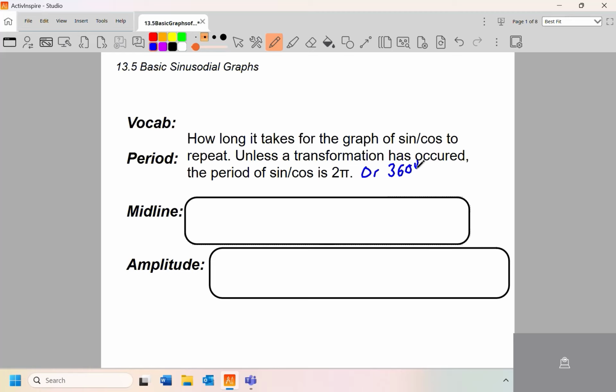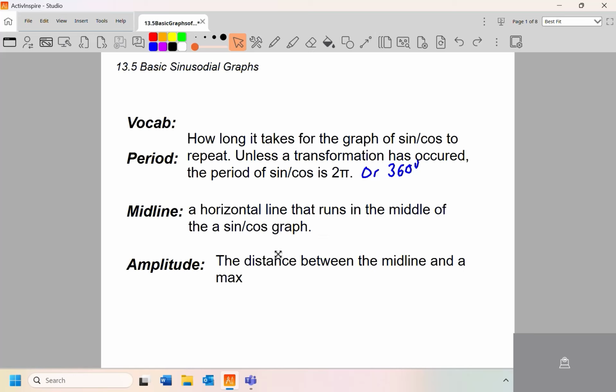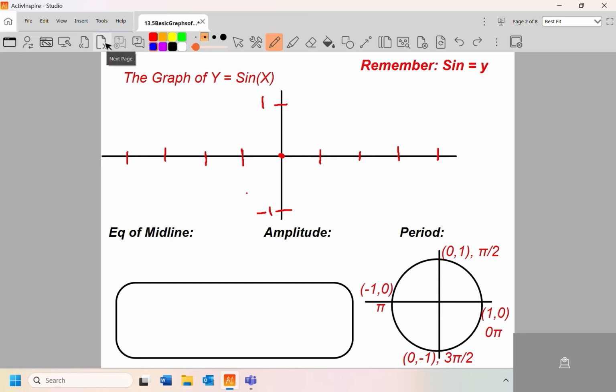Midline is going to be a horizontal line right down the middle. It kind of separates your peaks and your valleys. It's also known as the vertical shift. It's k, and you have amplitude as the distance between the midline and a max or a min, one of the two.